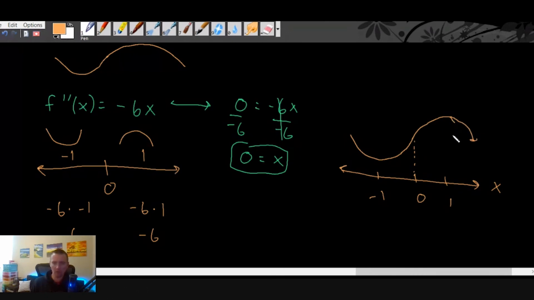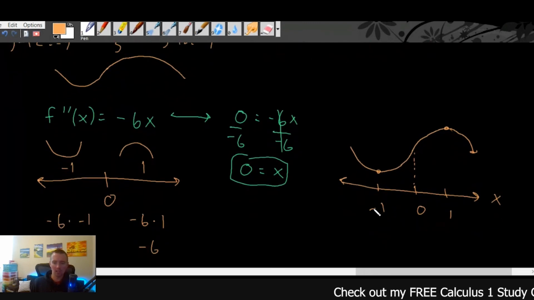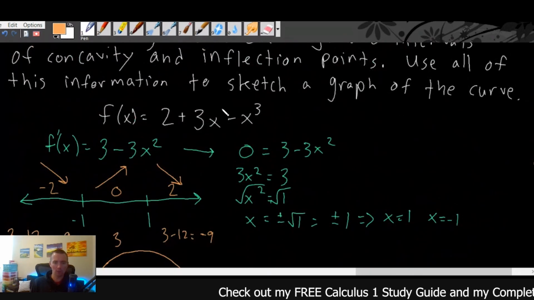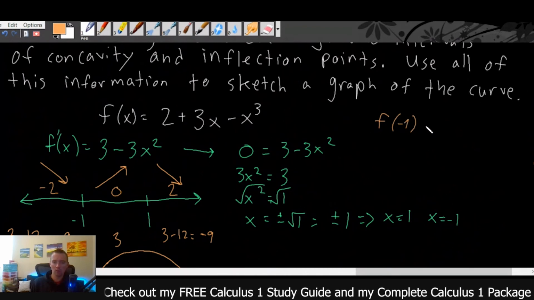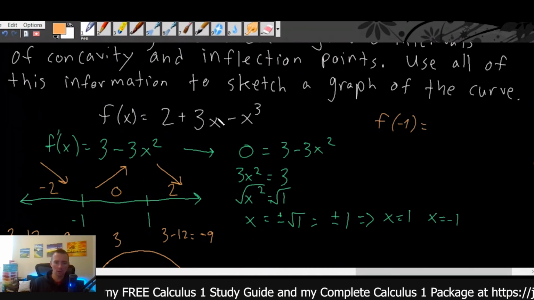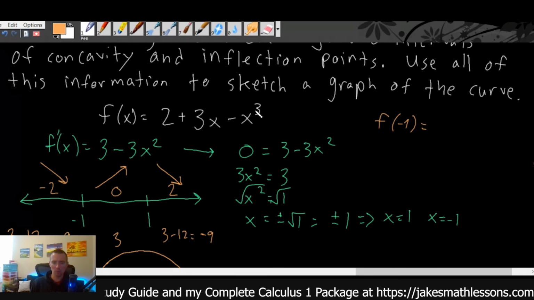So what we could figure out, if we wanted to, is also exactly where these max and min values are. If we wanted to do that, all we would have to do is take x equals -1 and x equals 1 and plug them back into our original function. So if we figured out f of -1, that would just be plugging in -1 for x here. So we would get -1 cubed.